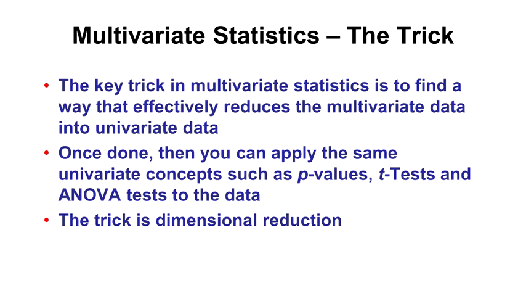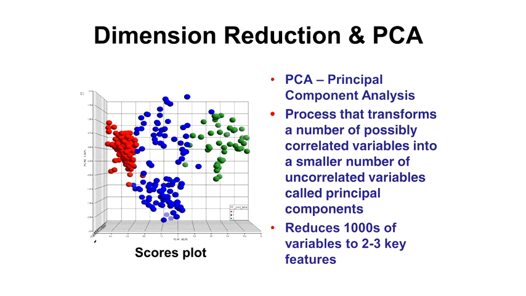So technically when we have hundreds of variables, we have hundreds of dimensions. And if we can get things down to 1 or 2 or 3 dimensions, then that's essentially more tractable and more amenable to things like t-tests and ANOVA. So how do you do dimensional reduction? It's by principal component analysis.